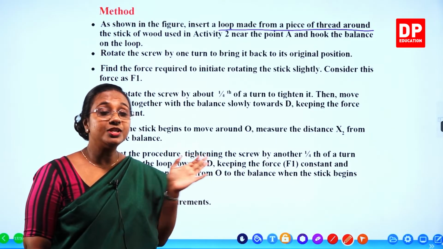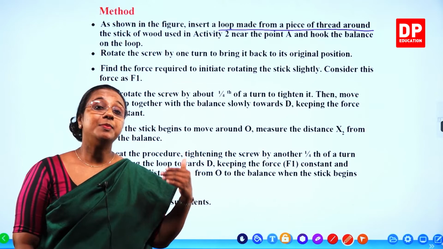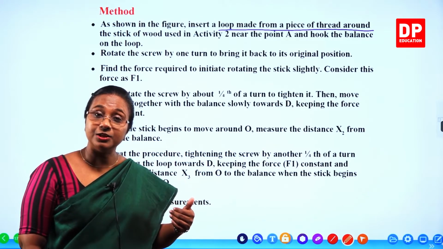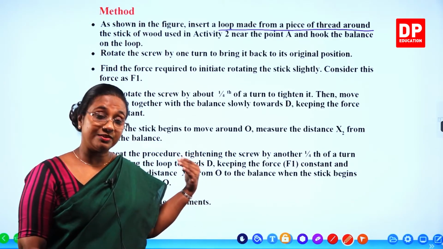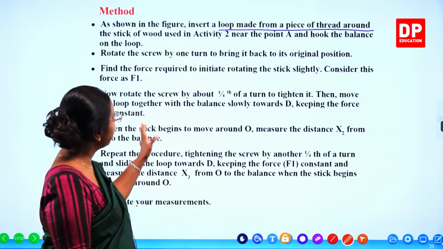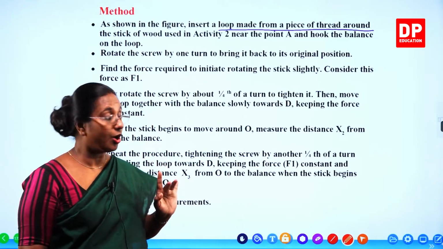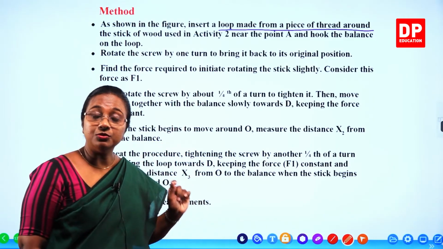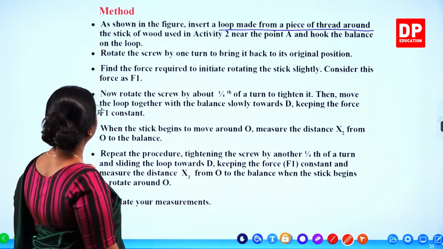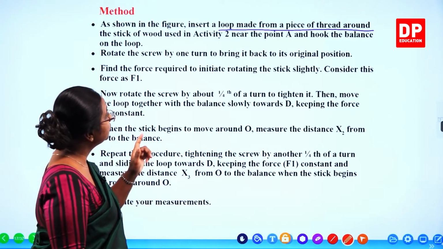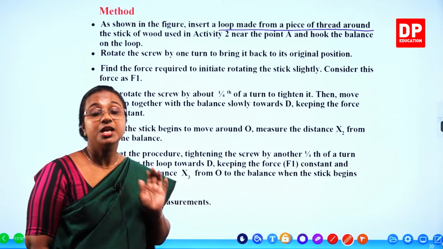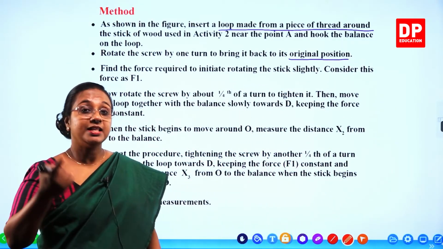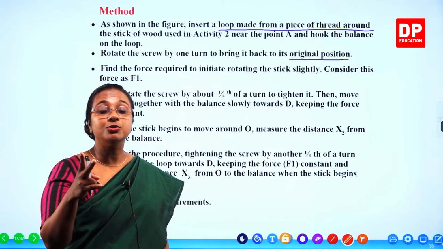Here activity 2, students, you all know from your textbook the previous activity where we investigated the relationship between the magnitude of force and the moment of force. That was the previous activity. So the same strip of wood is used here. I told you all that. That is what is given to you as activity 2. And then we need to hook the balance. After that, rotate the screw by one turn to bring it back to its original position. I mentioned that it has to come back to its original position. In the previous one, we rotated the screw by 2 half turns.